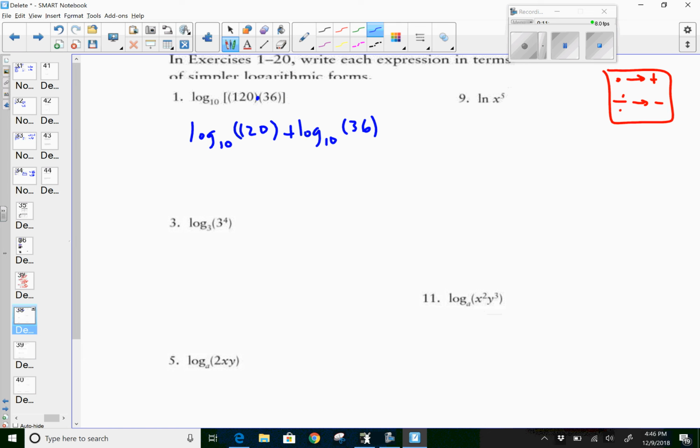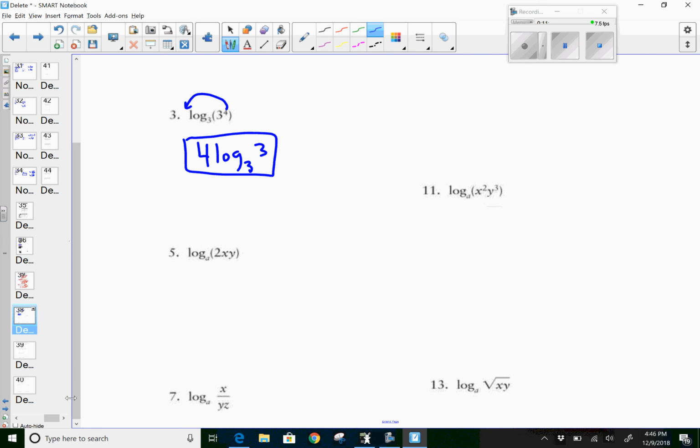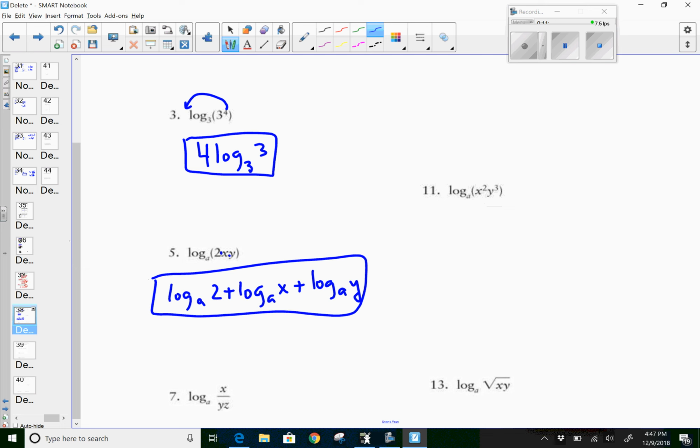All right, this one right here. So we have an exponent. Exponents get kicked to the front. So it's going to be 4. It's still log base 3 of 3. There is your answer. This is next one right here. So we have times, times, and just like in the first problem, this is just going to expand log base a of 2 plus log base a of x plus log base a of y. That's going to be our whole answer for number 5.